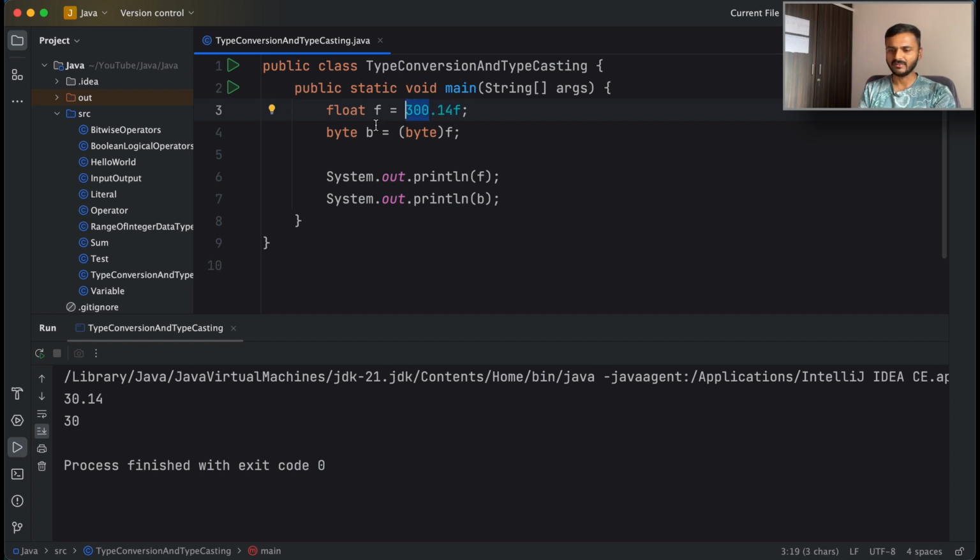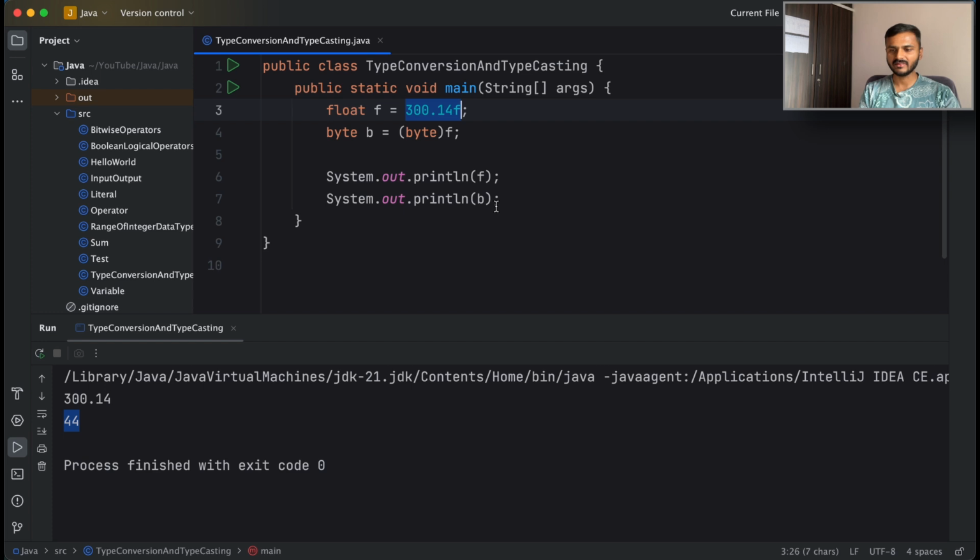But 300 is beyond the range of byte, right? So if I run the code, the compiler is going to do some operation which will convert 300 to a value that can fit in the range of byte. So if I run this, you will see we are getting 44.